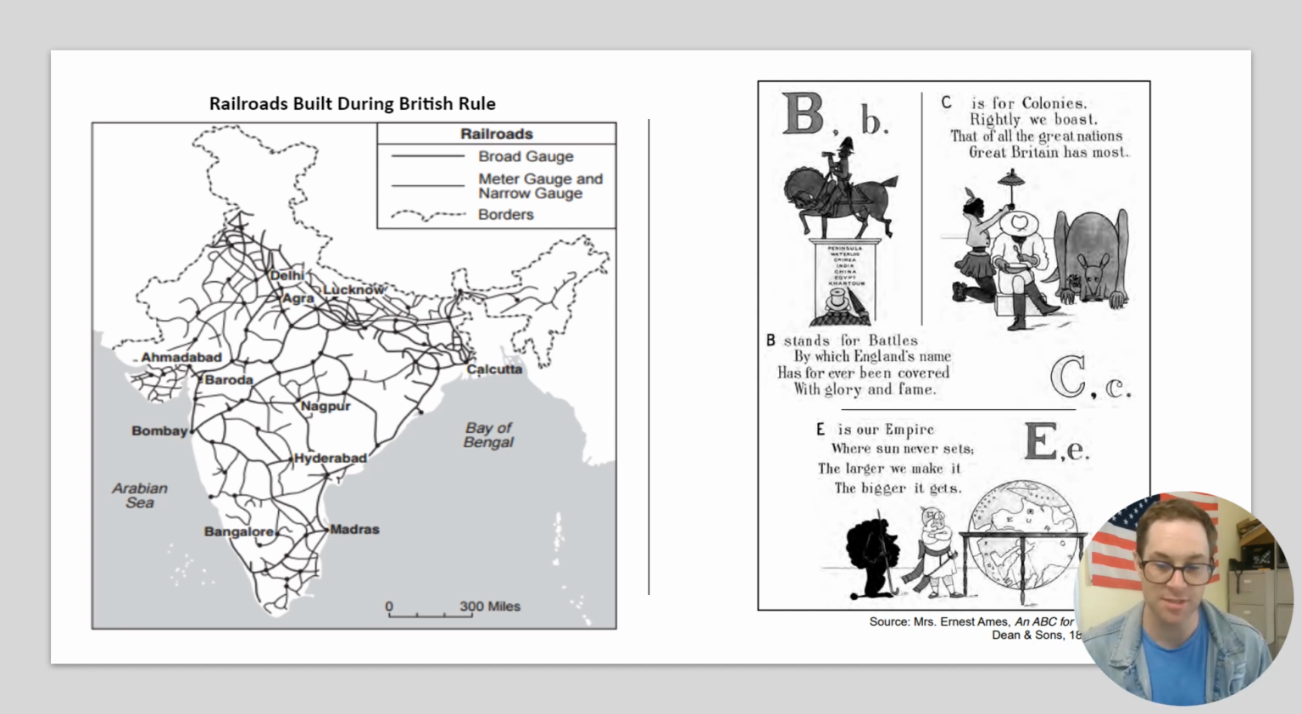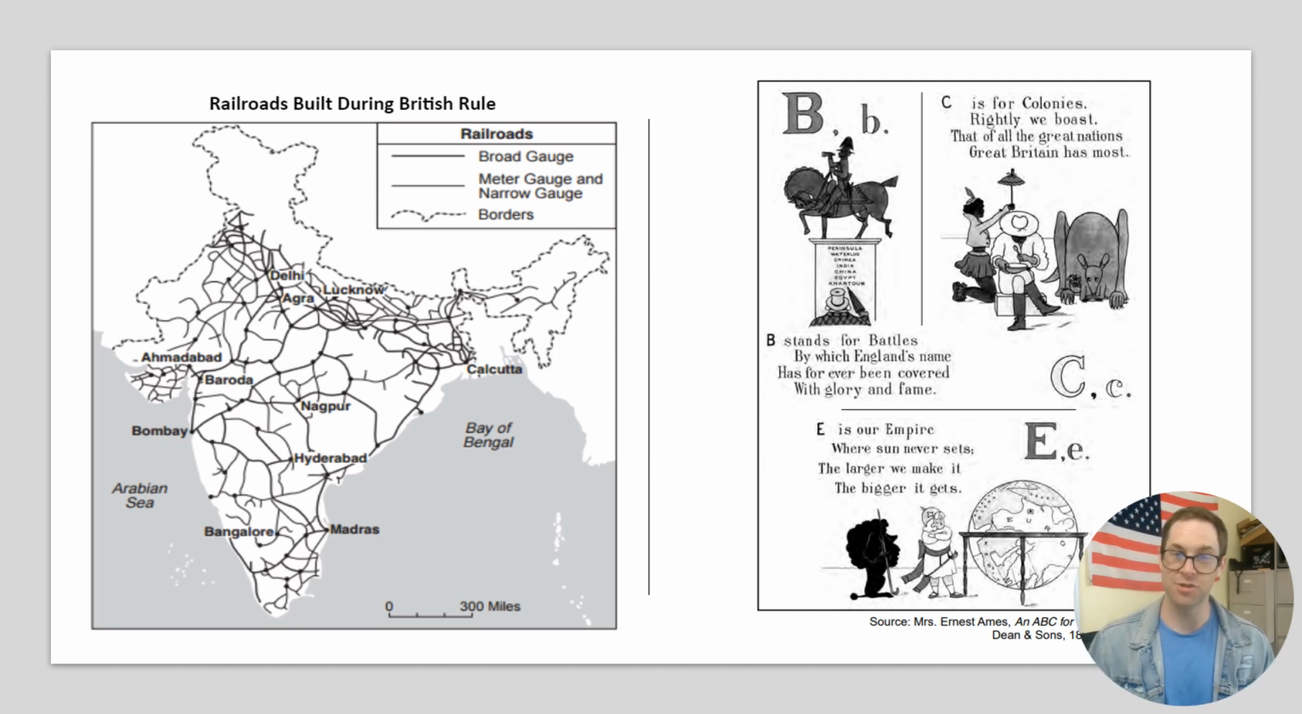You'll see in the title of the map that it's called Railroads Built During British Rule. And then the key is actually titled Railroads. So we see how they changed the entire landscape of India. And you'll be able to make arguments for both good and bad. It was great that India now had railroads and were becoming more modern, but it was also bad because it wasn't being used for their people. It was being used to transport goods and British soldiers.